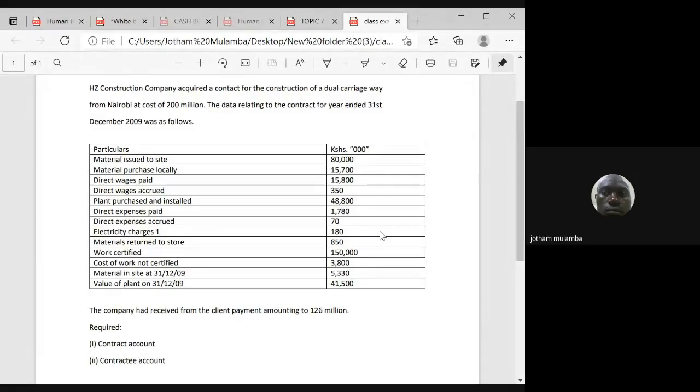Janice, you didn't have the question, now you have the question. It has been sent on WhatsApp. I'm also displaying it on the screen. Can you identify the first transaction that I should record on the debit side?